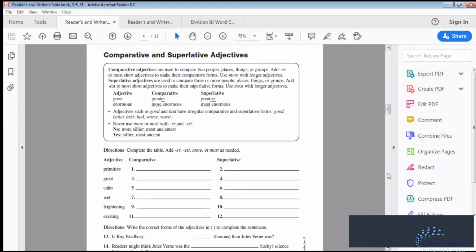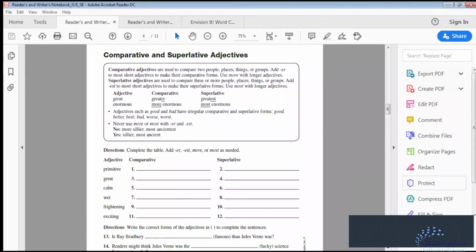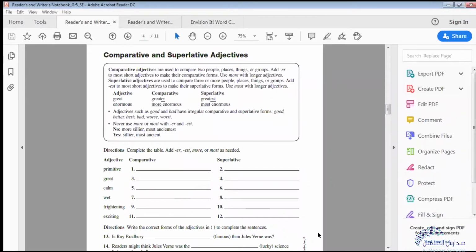Now we want to know what comparative and superlative adjectives really are. But before we talk about them, I will want us to actually know what adjectives are, just to take you back. Adjectives are words that describe a noun or tell us more about a noun. In other words, it describes it.